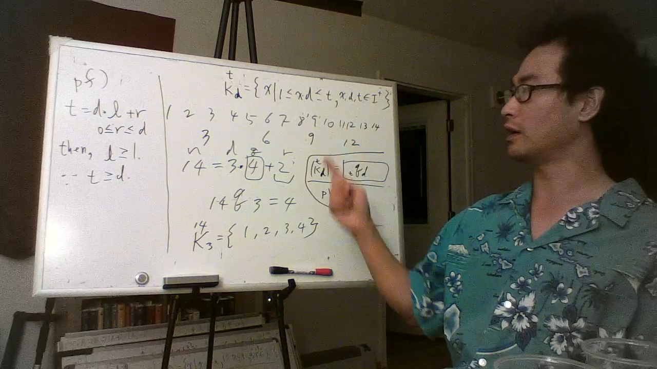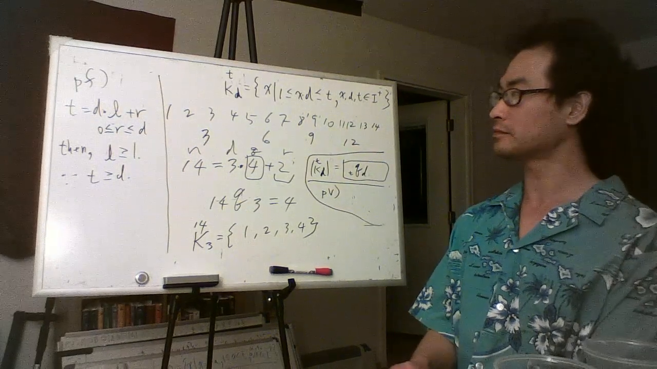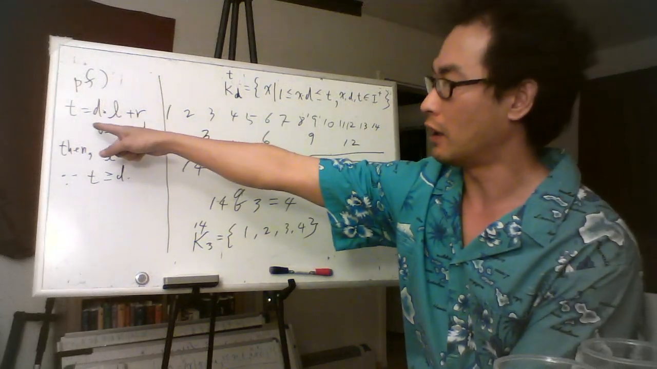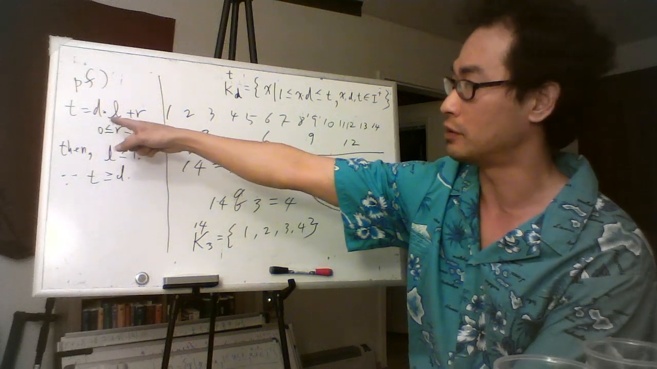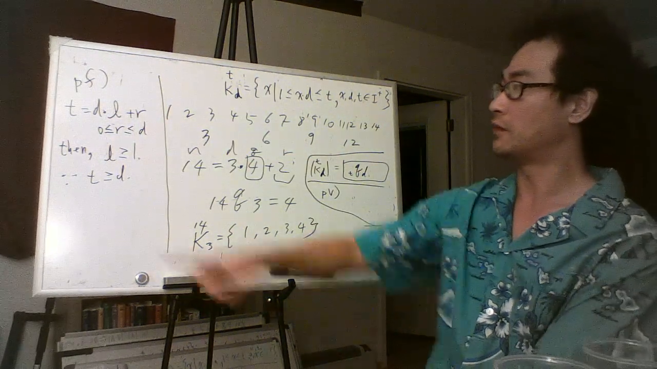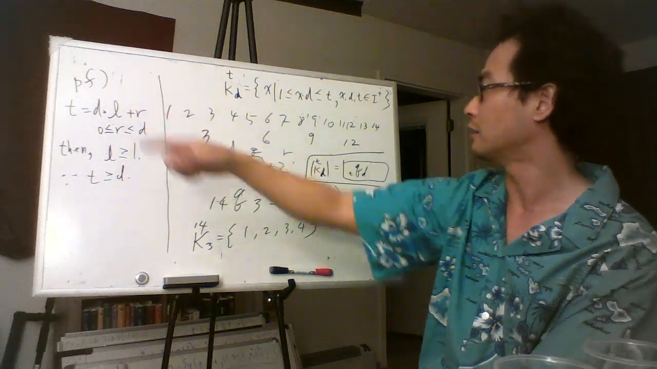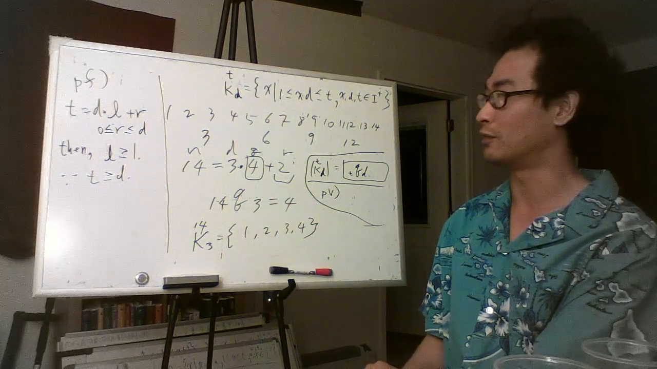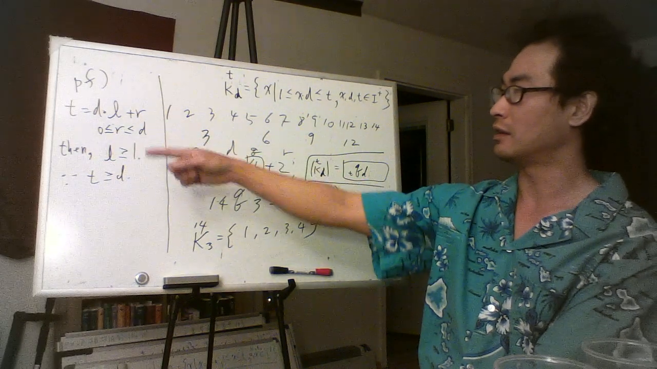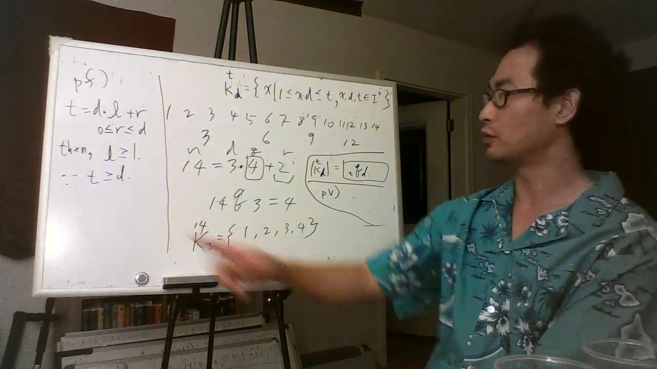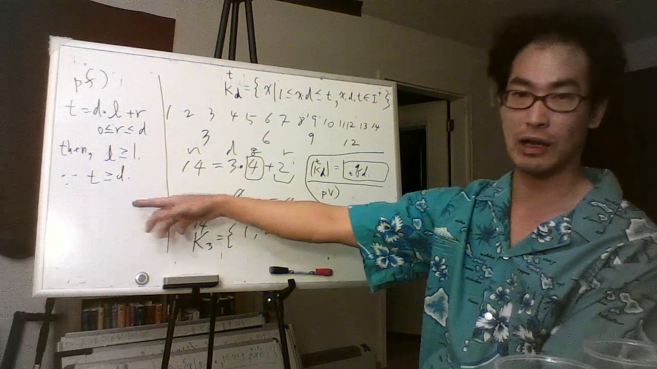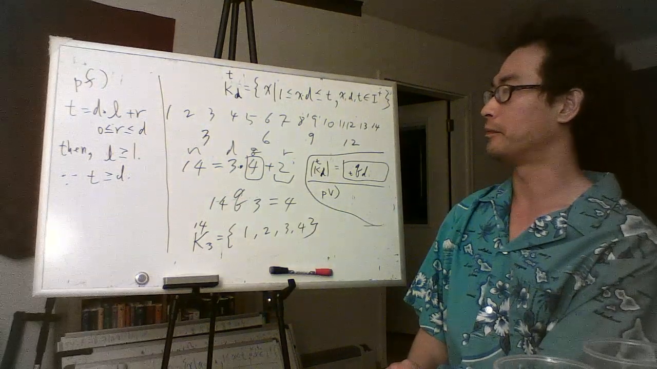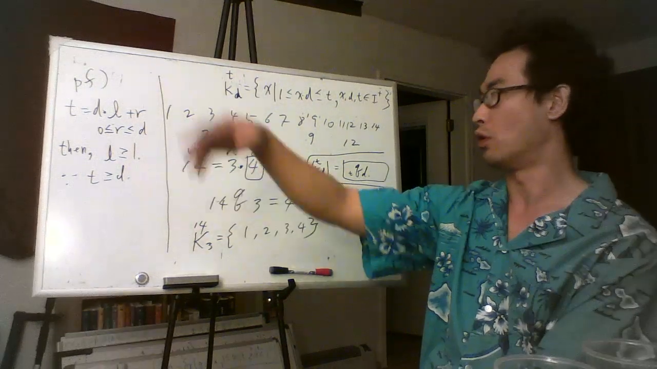So if we define it this way, and then we express T in terms of this Euclidean division, right? Divisor times some quotient, we call it L, not Q, because Q is an operator, so we don't use Q too often. And we know, because T is at least D, they're all positive numbers, so T is D or more, and that's why L has to be 1 or more.